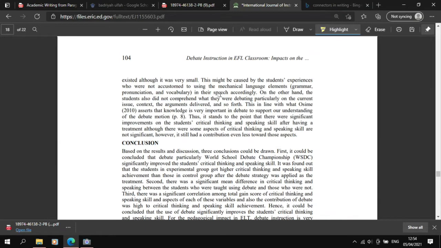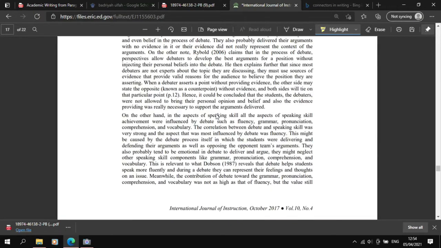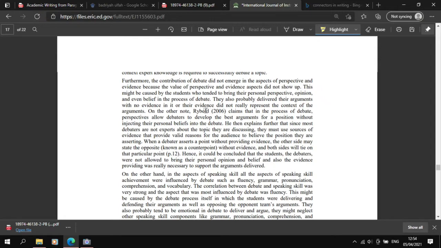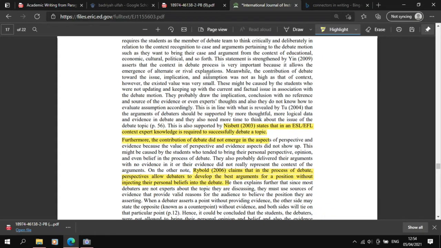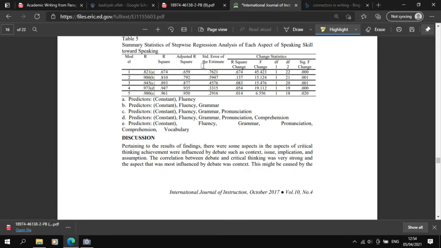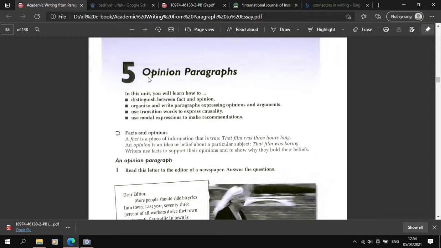So here Mr. Jaya does not only use other people's opinions, like from Ribot who claims that in the process of debate, persuade debaters, blah blah blah. This is only opinion, right, by the other people. And then Nisbet, and then a lot of expert opinion here. But Mr. Jaya also counted, by using this one to show the fact. So that's why it is important to use both fact and opinions in our opinion paragraphs.